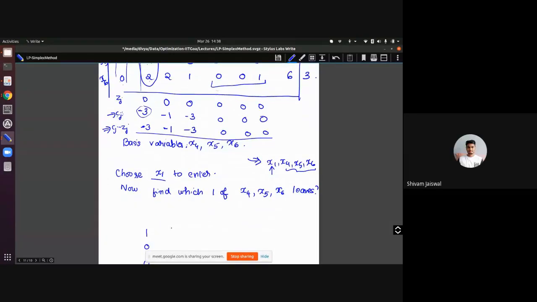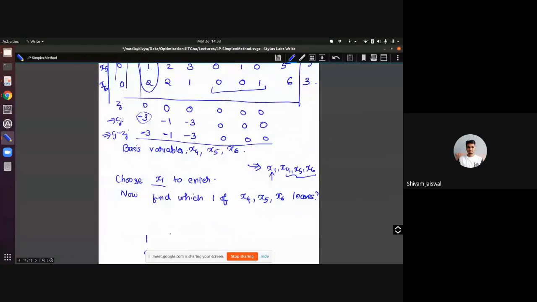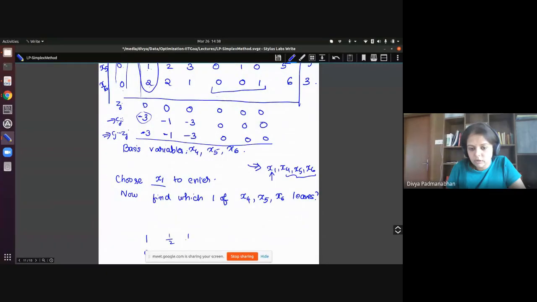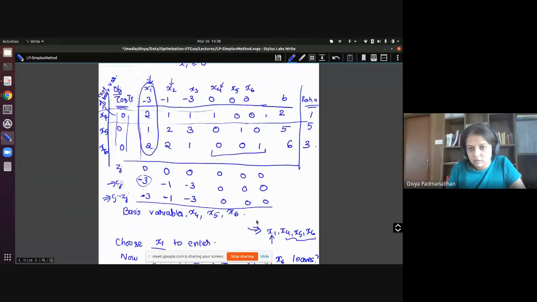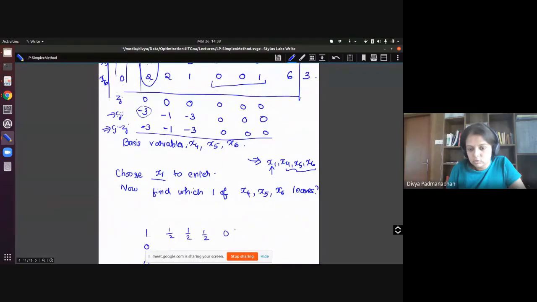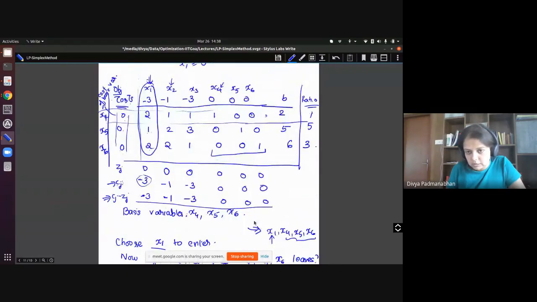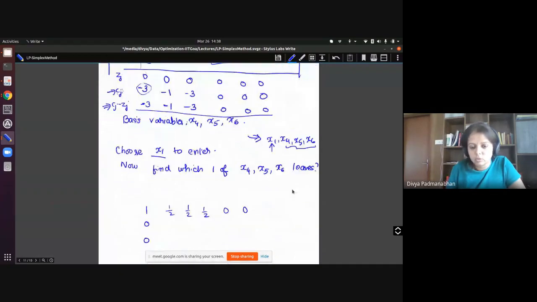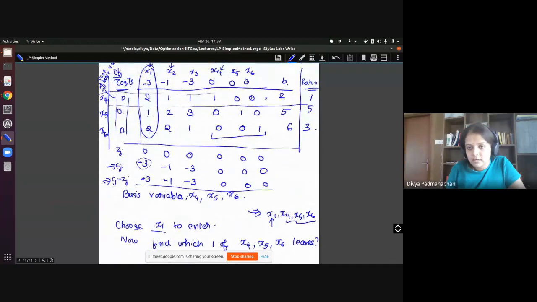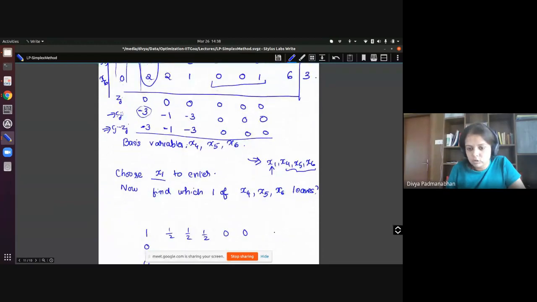0.5, 0.5, 0.5, 0, 0, 0. Yeah, I'll just write it as half, half, half, then 0, 0. It's 2 zeros, right? Half, half, half, 0, 0. And here you had 1, 2 by 2 also, so this is going to be 1. What I did is just R1 by 2. R1 becomes R1 by 2.